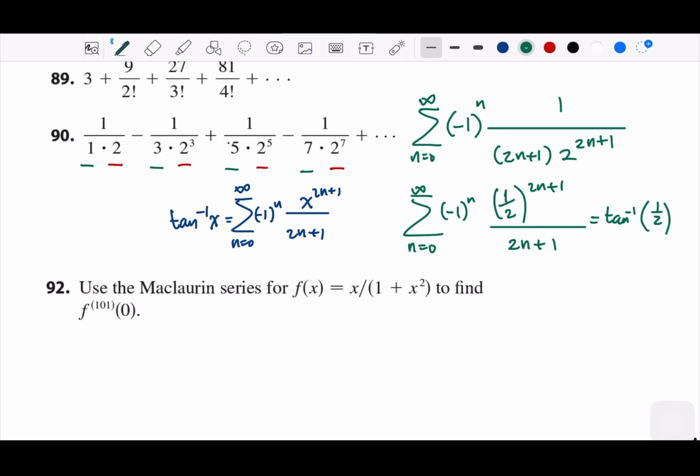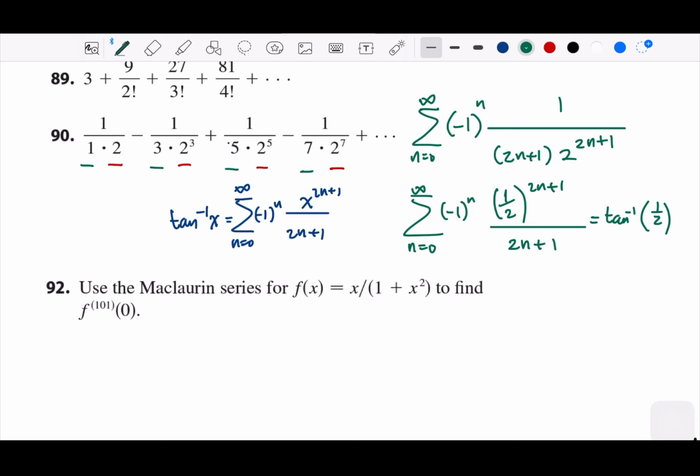So first, we need to go back to the coefficient that we need to write in the Maclaurin series, right? So we have f^(n)(0) over n factorial, right? The coefficient. So that's the coefficient for the Maclaurin.